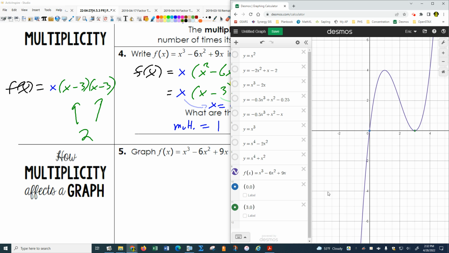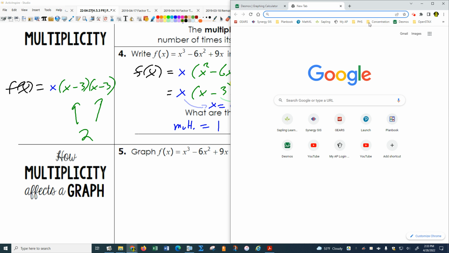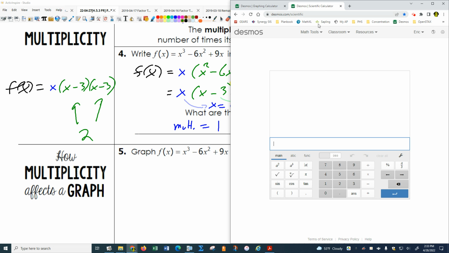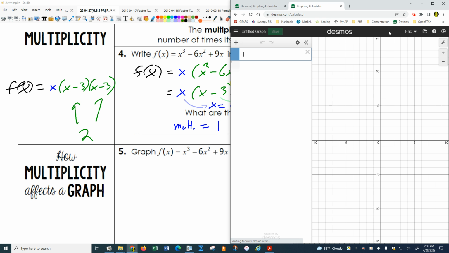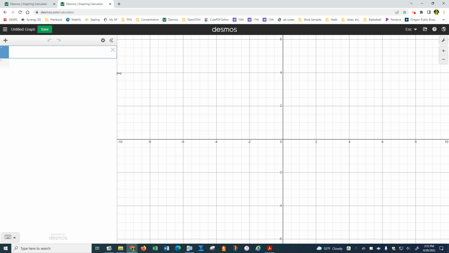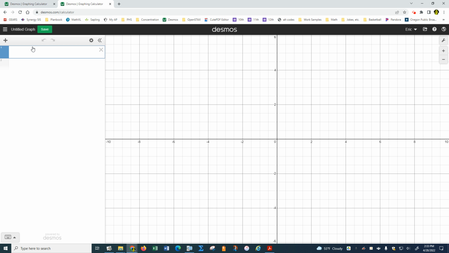Okay? Let's experiment a little bit more with this. Okay, what if we build a new graph here? I'm going to write a polynomial in factored form this time, like we could have written this last one. If we wrote it in factored form, it would have looked the same. It just would have been x times (x minus 3) squared, right? Same function we had before, okay?